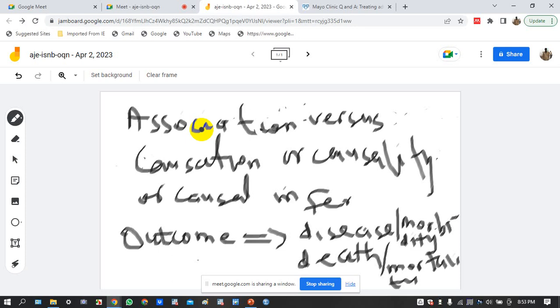But if we say association, then it means that the risk factor was just associated with the disease. We don't know whether the risk factor was able to cause the disease or not. And we don't know whether the disease had influence on the risk factor, or the risk factor came first before the disease came second.